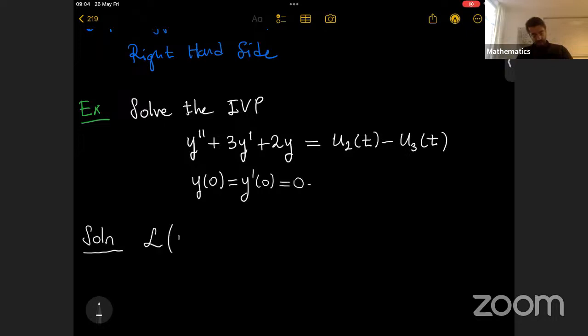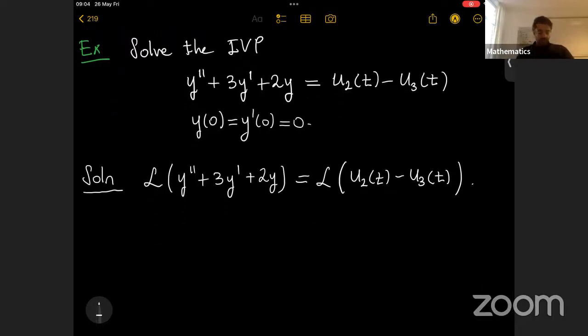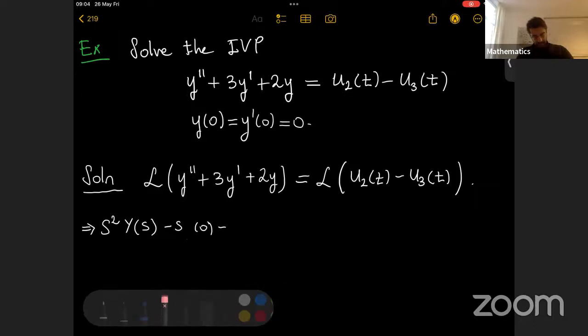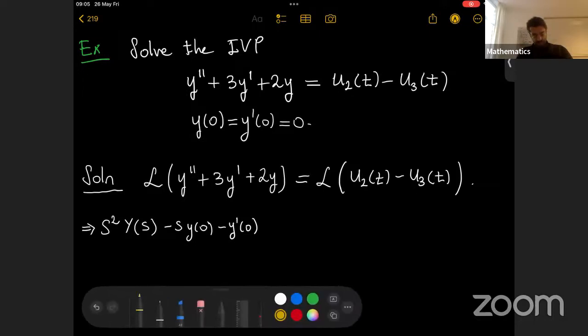L of y double prime plus 3y prime plus 2y will be the Laplace transform of u_2(t) minus u_3(t). Okay, well, let's expand the left-hand side. It's going to be s squared Y(s), minus s times y(0), minus y prime 0. This is for y double prime.